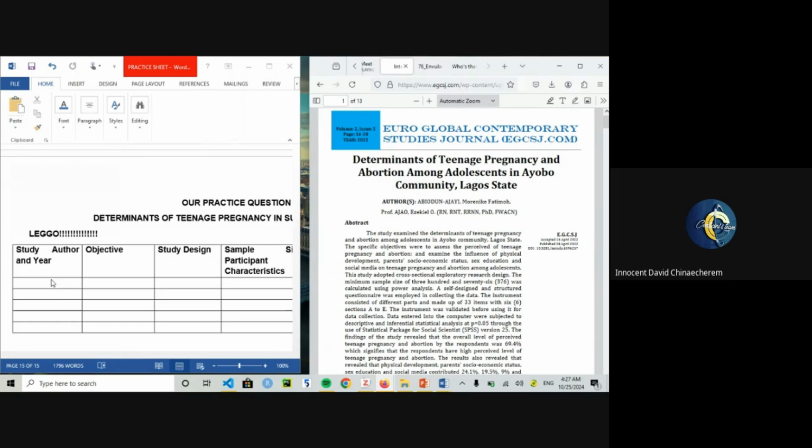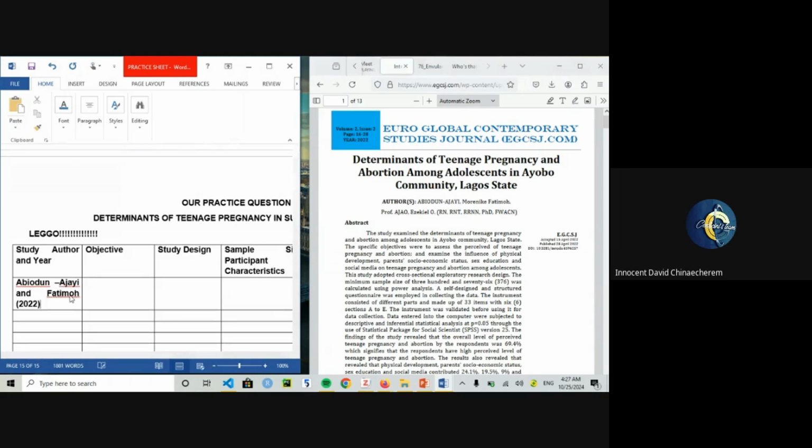Now, the first thing I'm going to extract from here is the study author. So the study author already is what? This is Abiodun Ajayi and Fatima. So it was published in 2020, so 2022 rather, sorry. So I'm going to put that 2022.